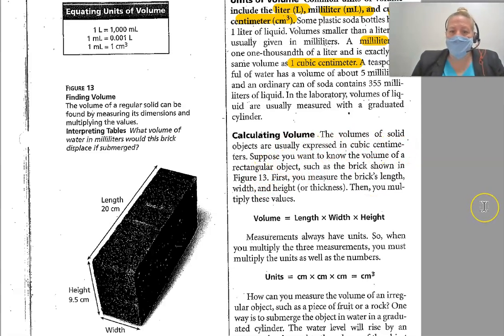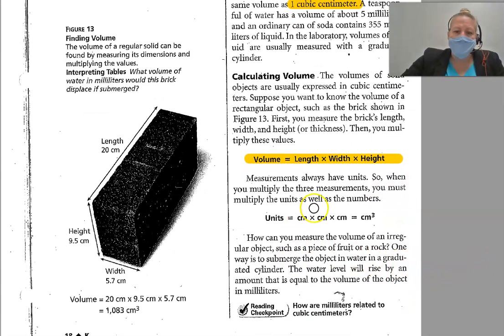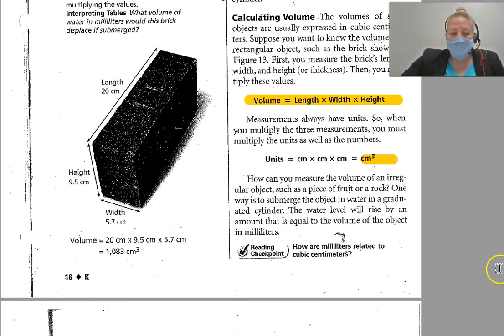Suppose you want to know the volume of a rectangular object, such as the brick shown in figure 13. First, you would measure the brick's length, width, and height. Then you multiply these together. So we know from math, volume equals length times width times height. Measurements always have units, so when you multiply the 3 measurements, you must multiply the units. You can see here, we had centimeters times centimeters times centimeters equals centimeters cubed.